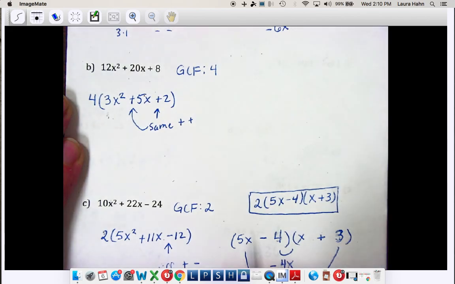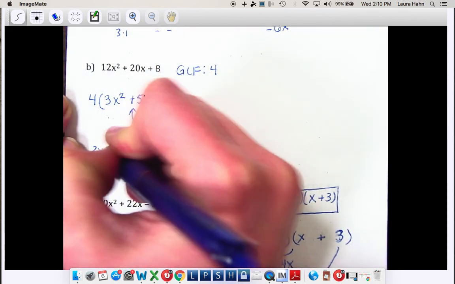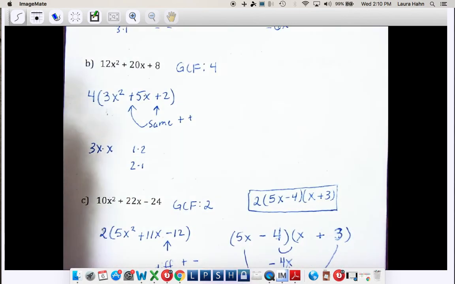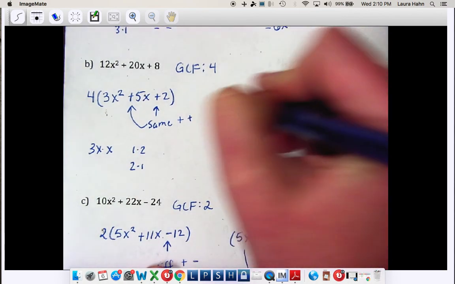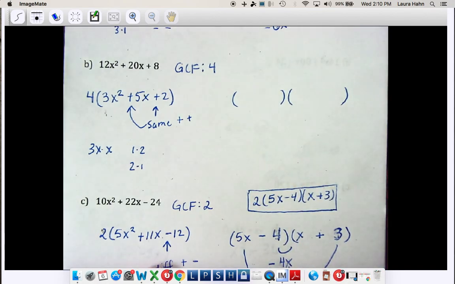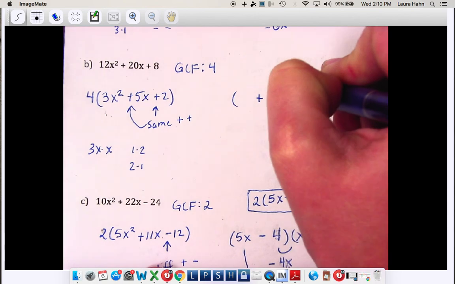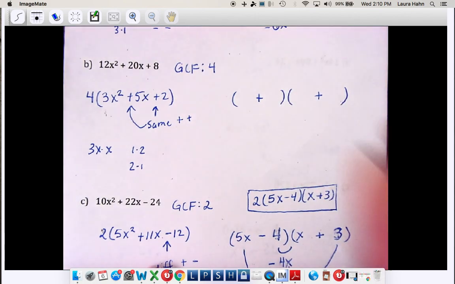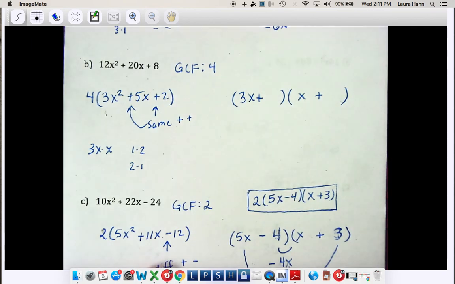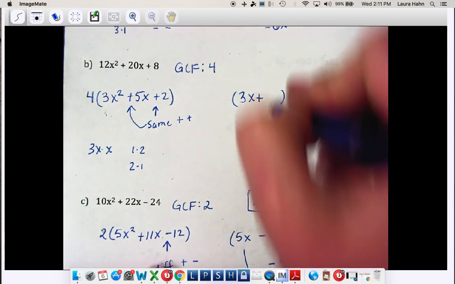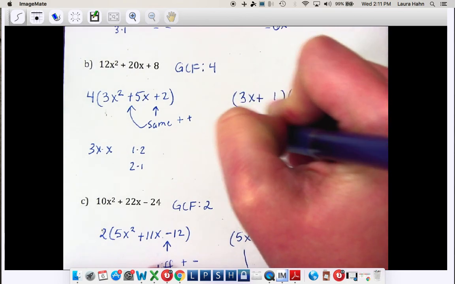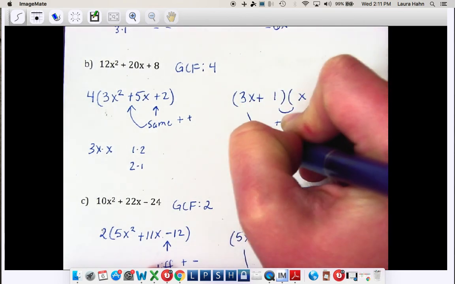My factors of 3x squared are 3x times x. My factors of 2 are 1 and 2 and 2 and 1. All right, so since we said the signs are going to be the same, I can go ahead and put my pluses. And 3x times x. All right, let's try the first one. 1 times 2. That gives me a positive 1x. That gives me a positive 6x.